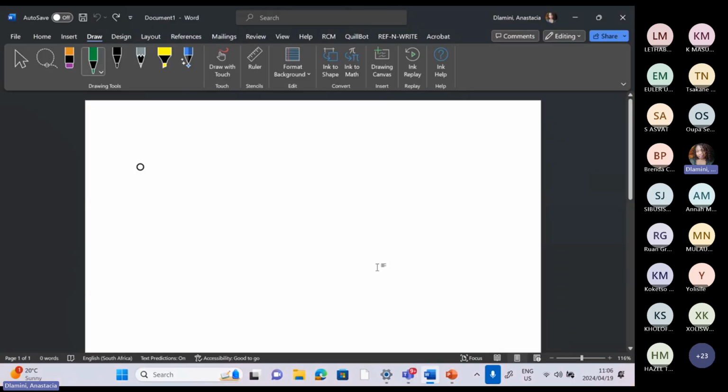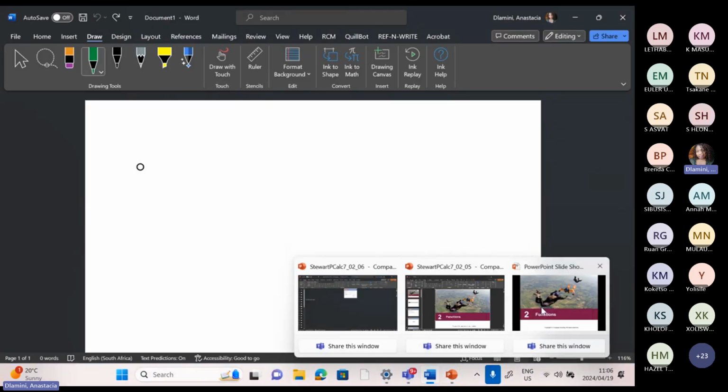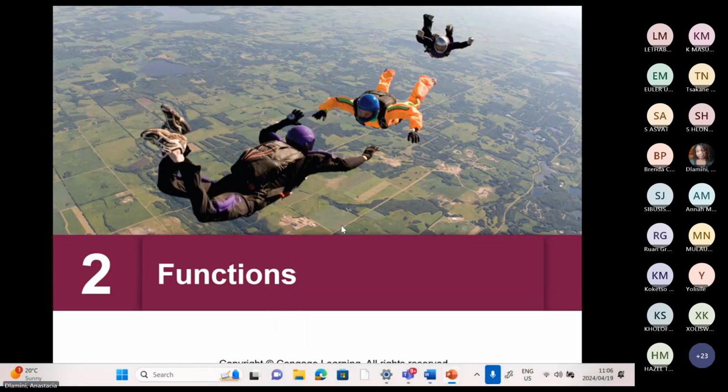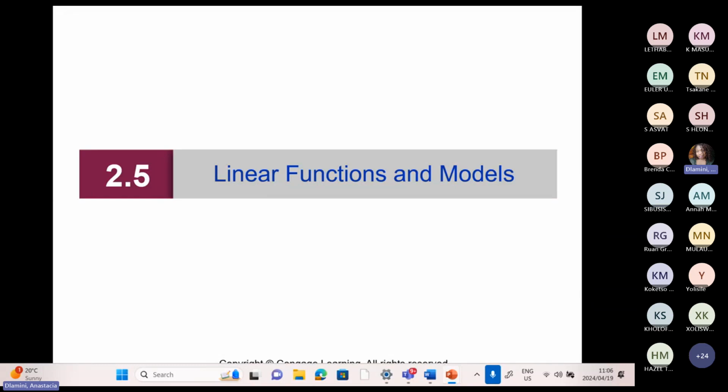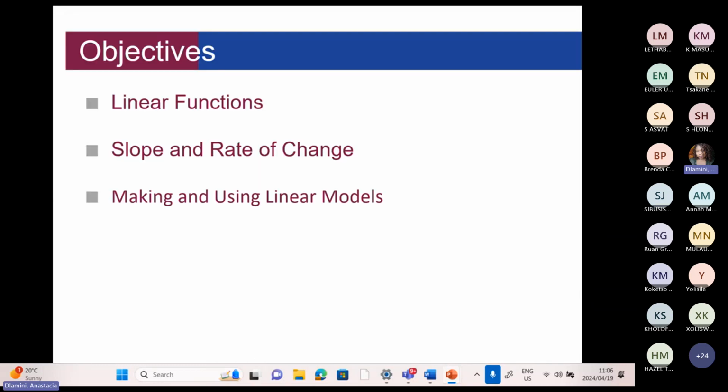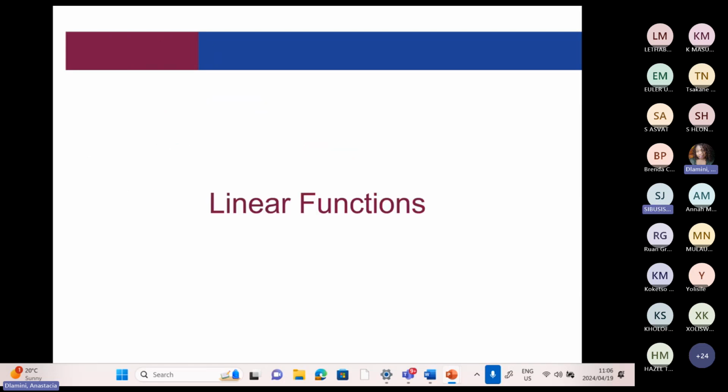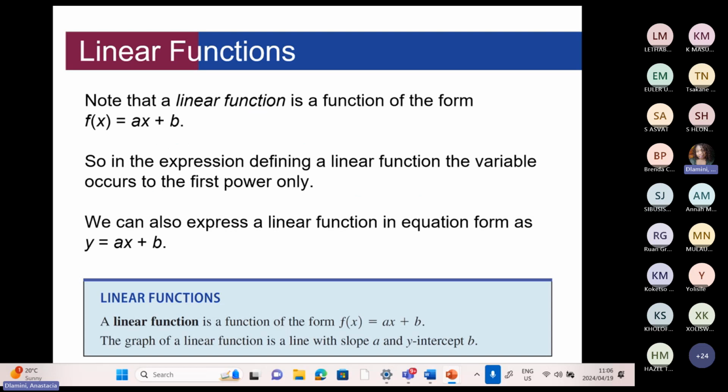Okay. So now today we go back to functions. We're not done with functions. So we are on linear functions and models, right? So the objective is that you need to know linear function, slope and rate of change, making and using linear models. So that's linear function.